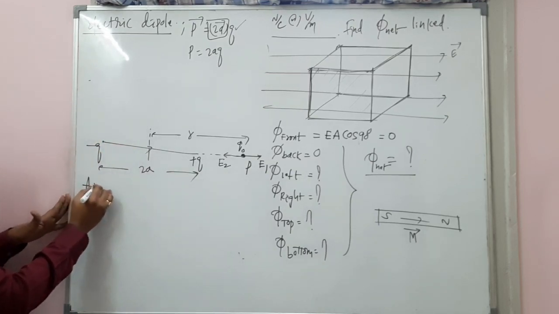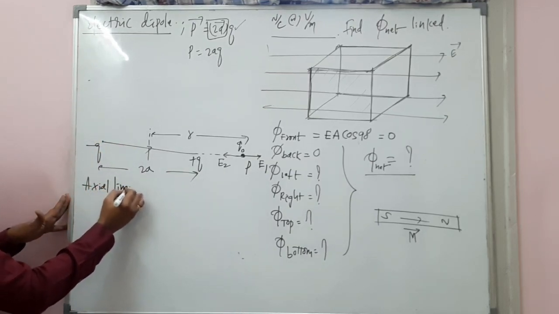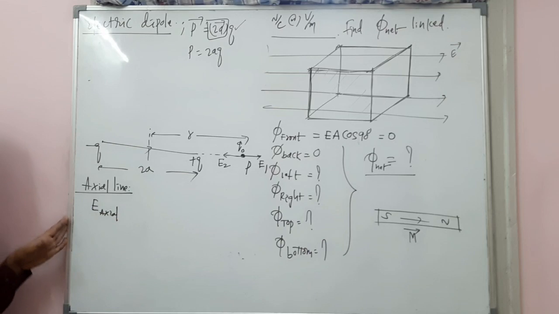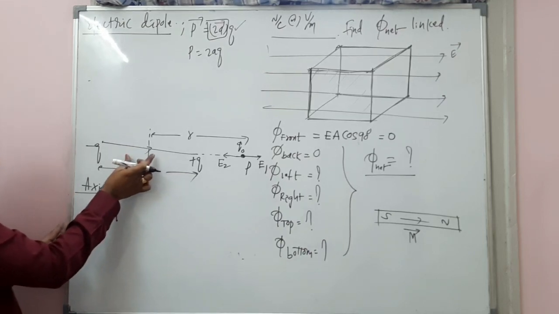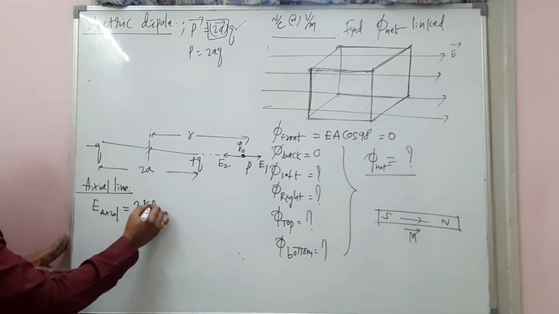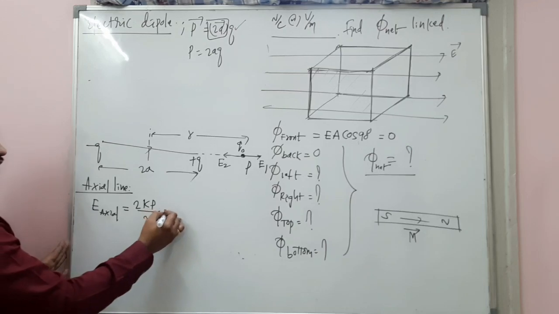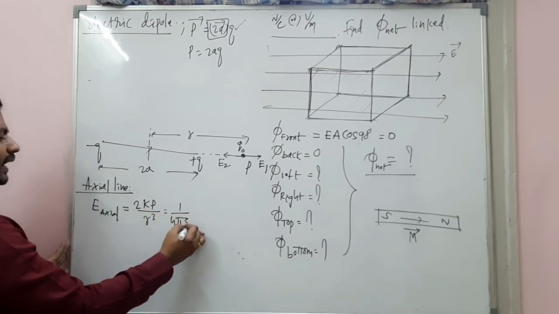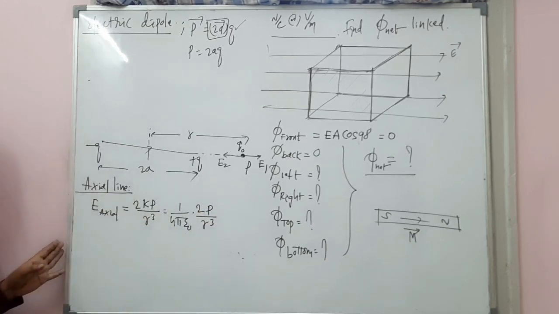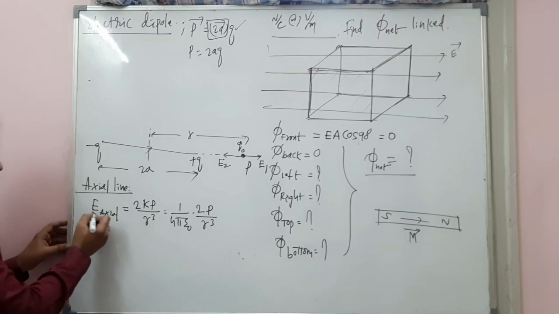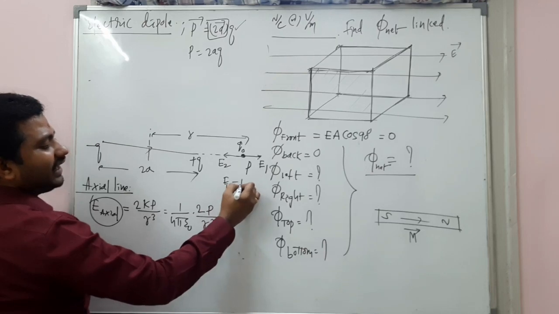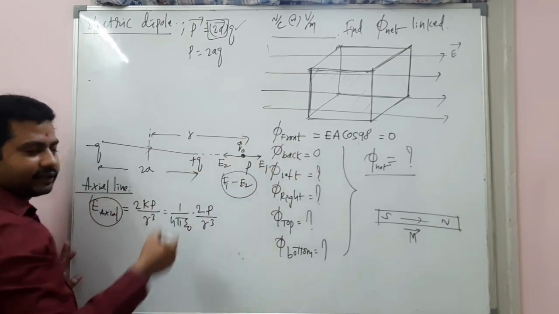You know, on the axial line, the electric field due to a short dipole, where the dipole is very small, will be 2 kp by r cube. That is, k is 1 by 4 pi epsilon naught, into 2p by r cube. So this is the axial line. And you see the net electric field at the axial line point is E1 minus E2, because E1 is greater.